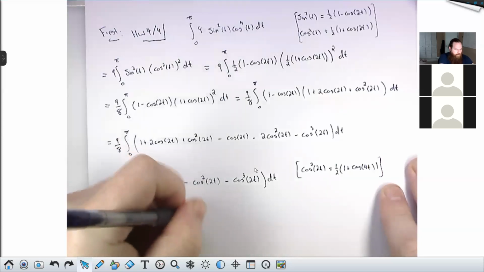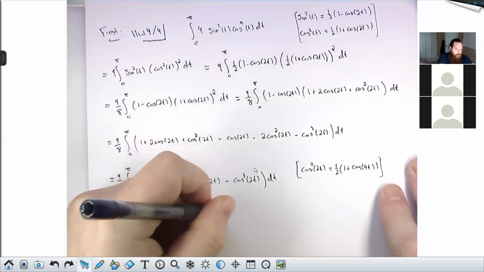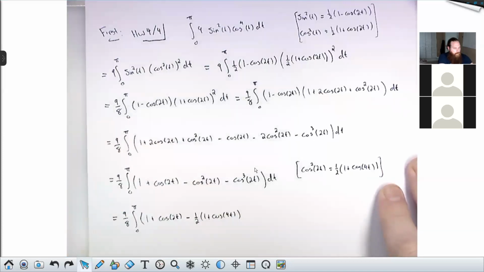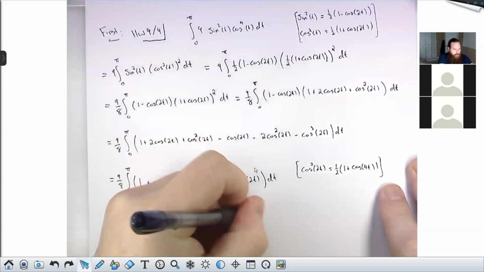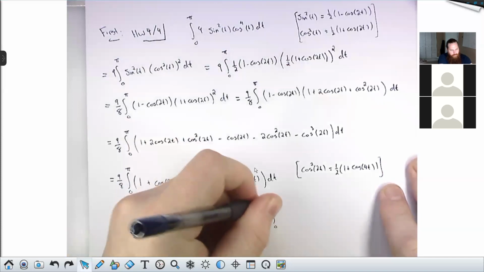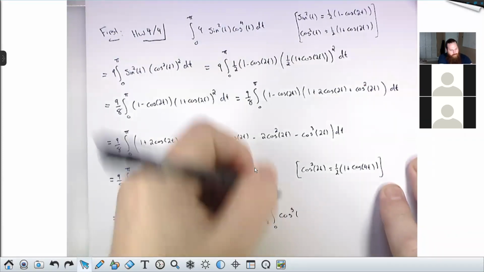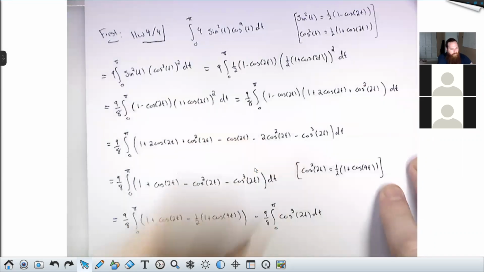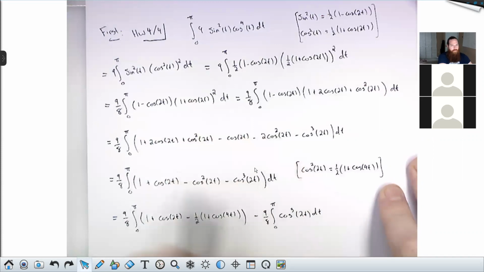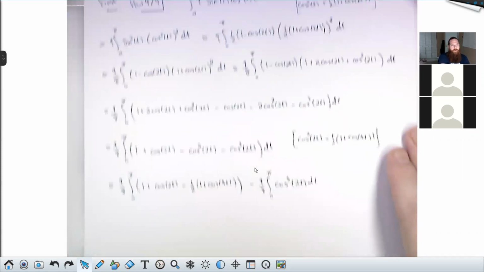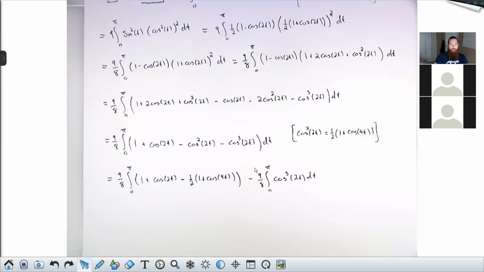Minus 1/2 times 1 plus cosine of 4t. And I'll go ahead and peel off the cos cubed here. So we'll have minus 9/8 integral 0 to pi cos cubed of 2t dt. Because it's an odd power, it's going to need separate techniques from the rest of this stuff, which is looking like the normal even powered routine. So now I can distribute my 1/2 here, combine the like terms, and then do any micro u sub work, and this piece will be done.